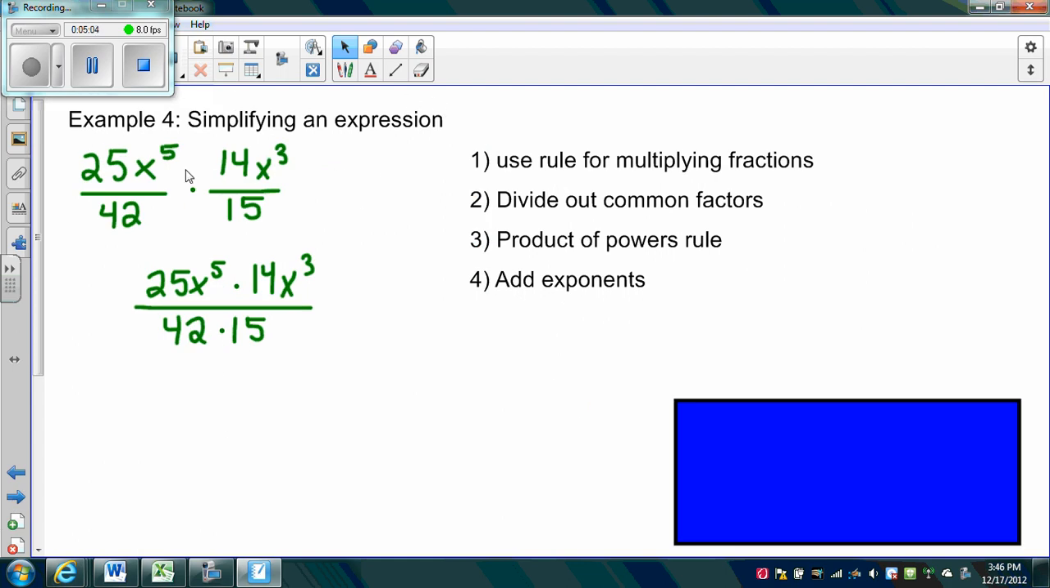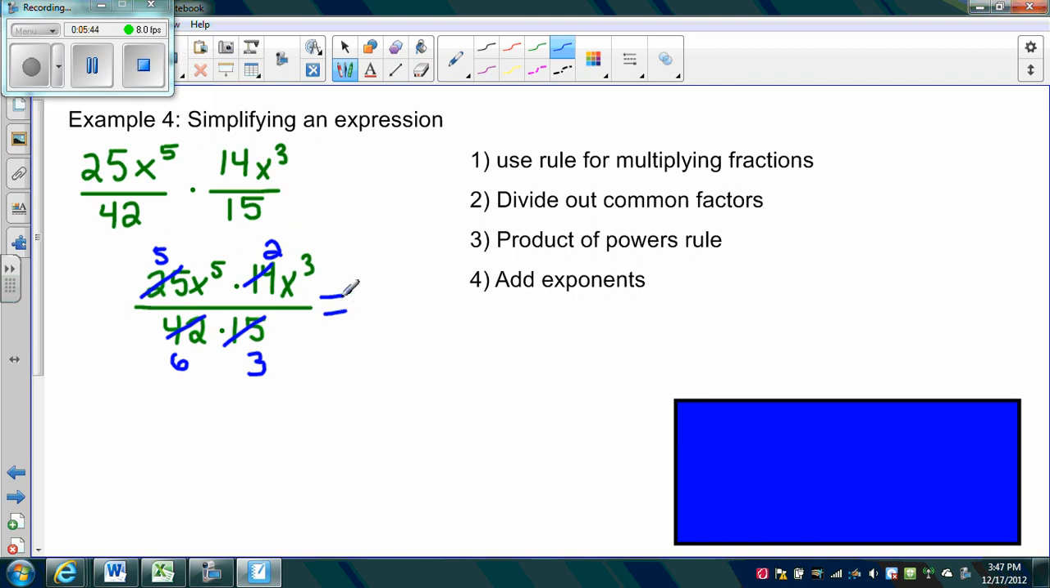So what happens when we have these variables in there? How can we simplify this? Well, we follow very similar rules. So we use the rules for multiplying fractions. So what's on the top, the numerators get multiplied and the denominators get multiplied. We can then still divide out common factors. So 42 is divisible by 7. So we're left with 6. Here we're left with 2. And 25 and 15 are both divisible by 5. So we're left with 3. And here we're left with 5.